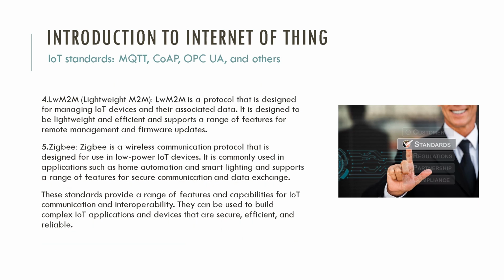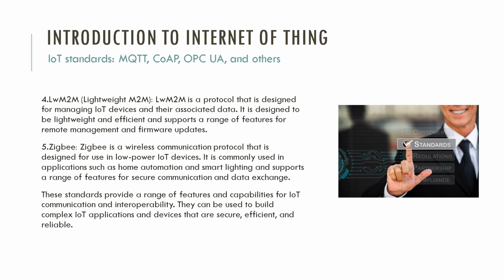4. LwM2M, Lightweight M2M. LwM2M is a protocol that is designed for managing IoT devices and their associated data. It is designed to be lightweight and efficient and supports a range of features for remote management and firmware updates. 5. Zigbee. Zigbee is a wireless communication protocol that is designed for use in low-power IoT devices. It is commonly used in applications such as home automation and smart lighting and supports a range of features for secure communication and data exchange.